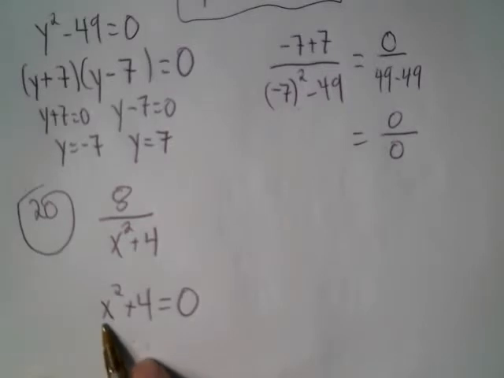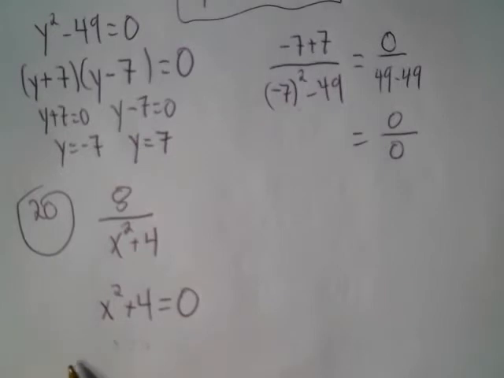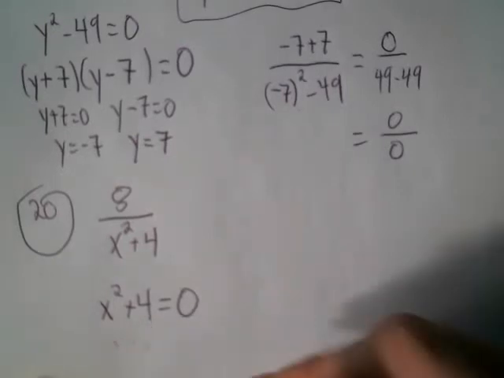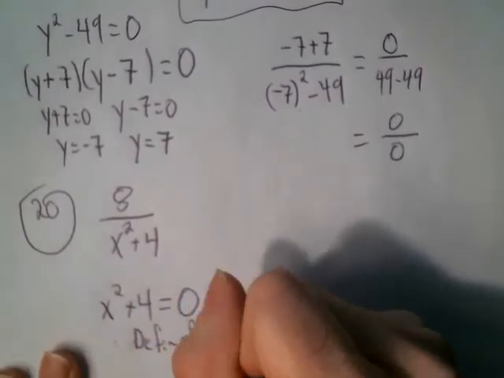Okay, so you could never get a -4 in this position here, and so it's going to be defined for all numbers. You can put anything in there you want. Okay, so it's defined for all real numbers again.